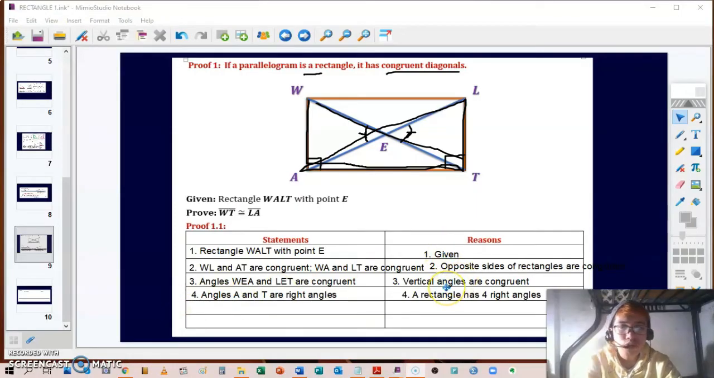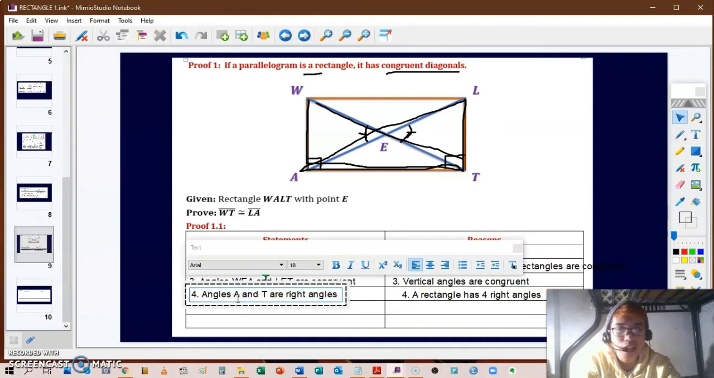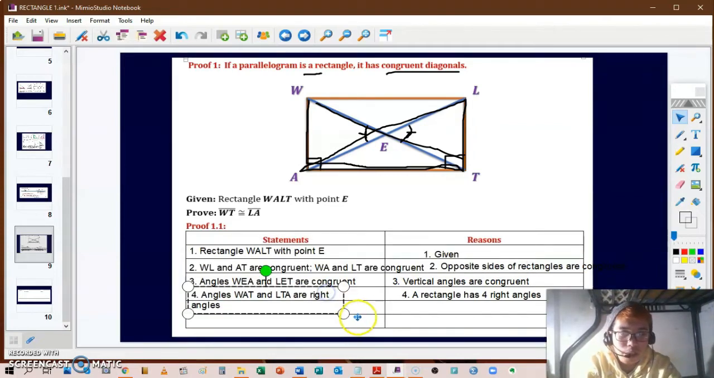Okay, for statement number 4 here, guys. Angles A and T are right angles. Or a better way to say that, we can write here angles WAT and LTA are right angles. Okay, so they're right angles. And a better reason for that.